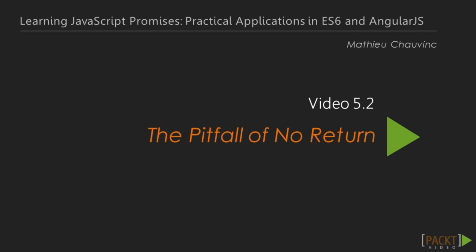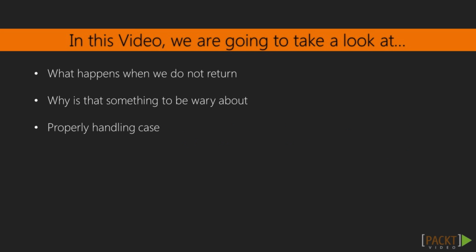Welcome to the pitfall of no return. To quickly explain the problem we're going to talk about, we will go back to the widget for GitHub repo availability, which was created in the Turning Failure into Success video in section 3. As we will see, we need to consider what happens when the process takes a path where there is no return statement, and why there should be something to watch out for. And of course, finally, we will make sure to handle the cases correctly.